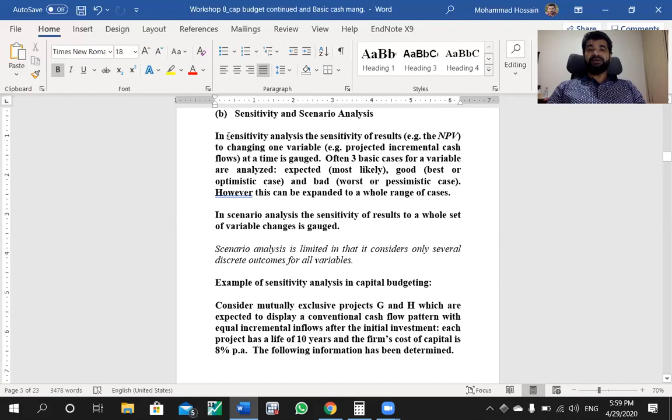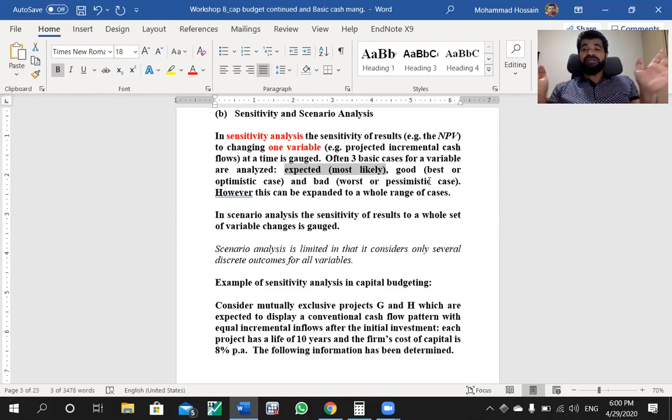In sensitivity analysis, what you're doing is actually changing one variable. Remember this one. You're sensitive to one variable. And they said often three basic cases of the variable are analyzed: expected value, which is most likely to happen, the best or optimistic situation, and the pessimistic situation. So what they say here is that we are going to give you cash flows of three situations. What are the three situations?